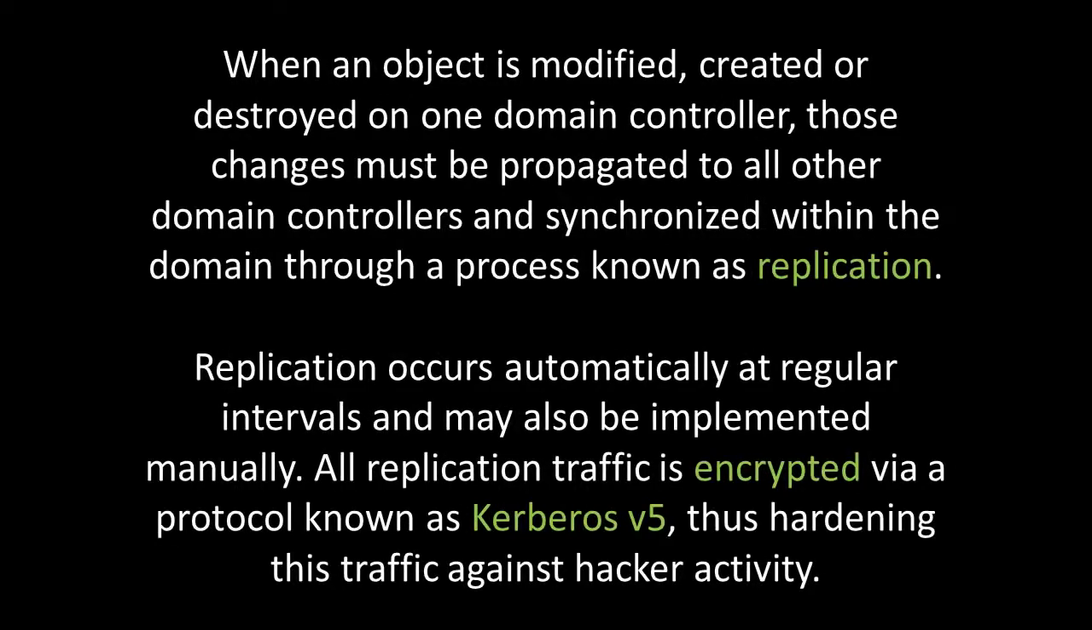When an object is modified, created, or destroyed on one domain controller, those changes must be propagated to all other domain controllers and synchronized within the domain through a process known as replication. Replication occurs automatically at regular intervals and may also be implemented manually. All replication traffic is encrypted via a protocol known as Kerberos version 5, thus hardening this traffic against hacker activity.